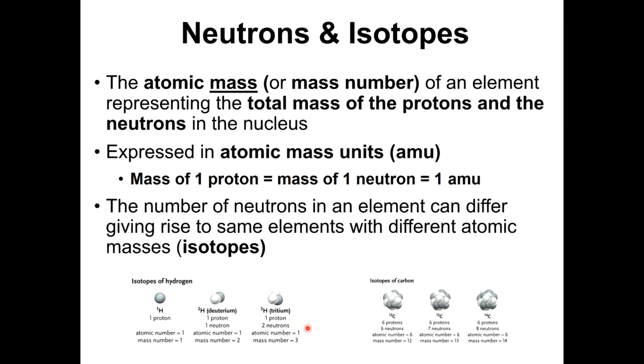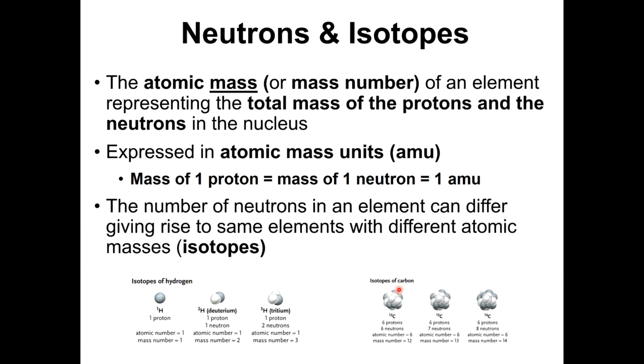Therefore, the atomic number will always be the same, it's 1 here, but the atomic mass, or the mass number, will be different. In this case, it will be equal to 1 atomic mass unit. In this case, 2 atomic mass units. In this case, 3 atomic mass units. Now, these different forms are referred to as isotopes of hydrogen in this case.